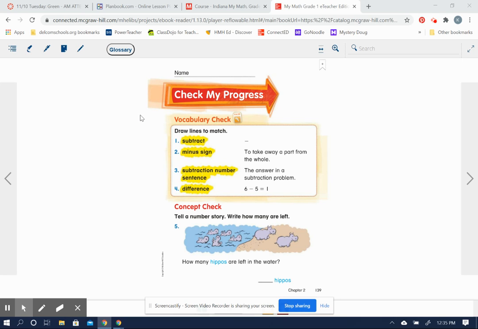Okay, so we need to do this check my progress page, and I'm going to try to go over this just the same way that I would in class. So I hope you have your name on your paper and you're sitting up ready to listen.